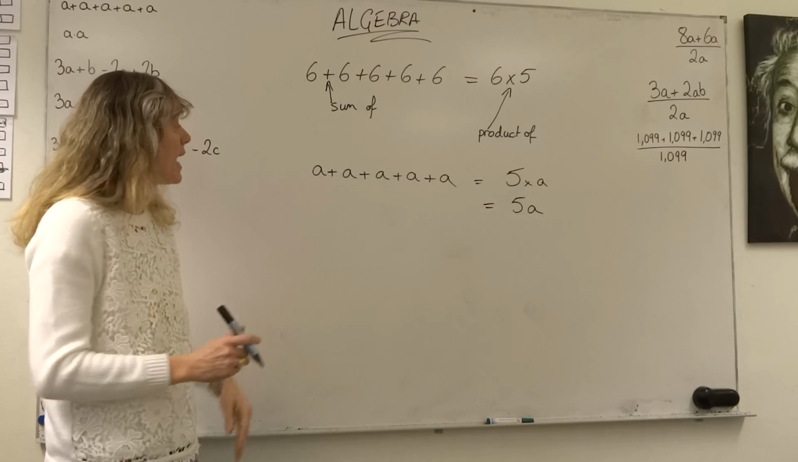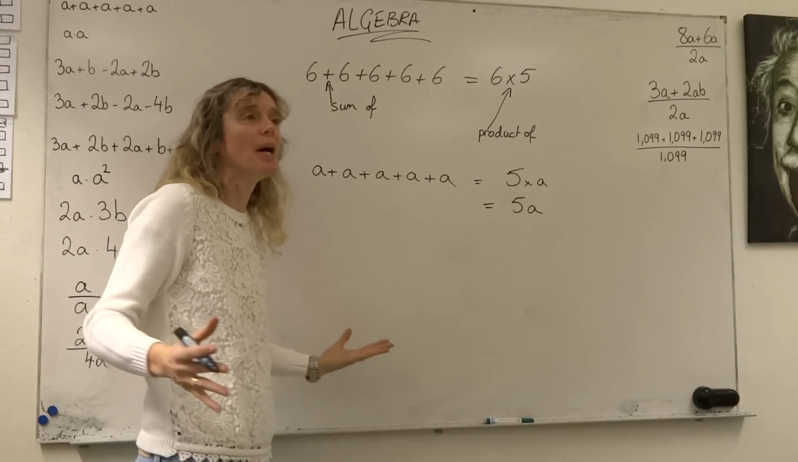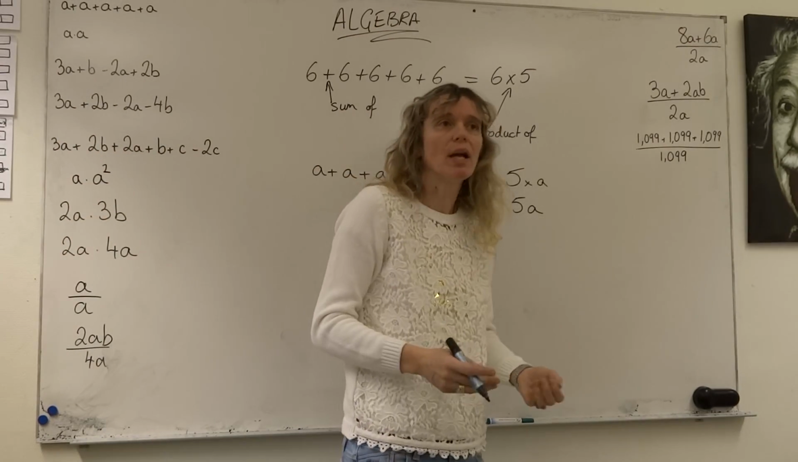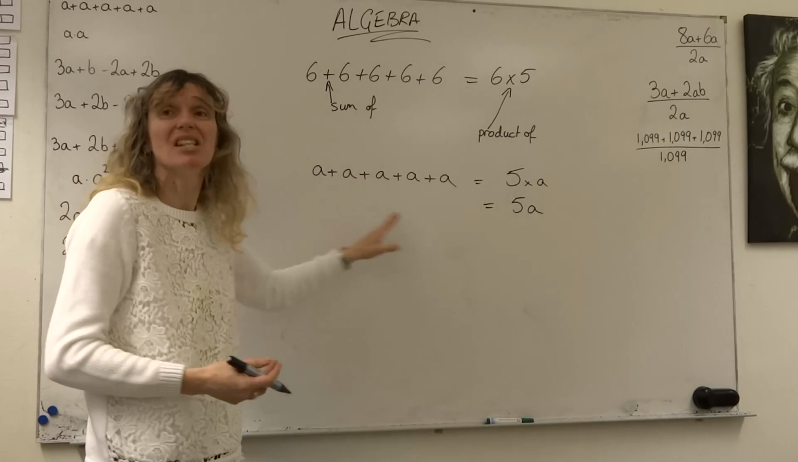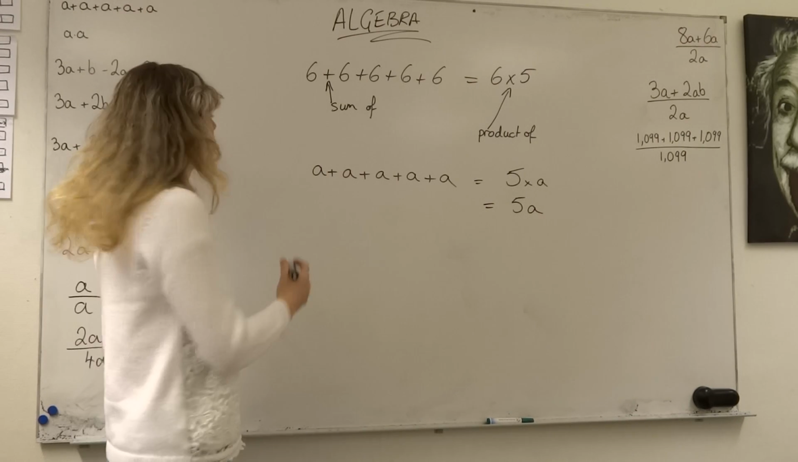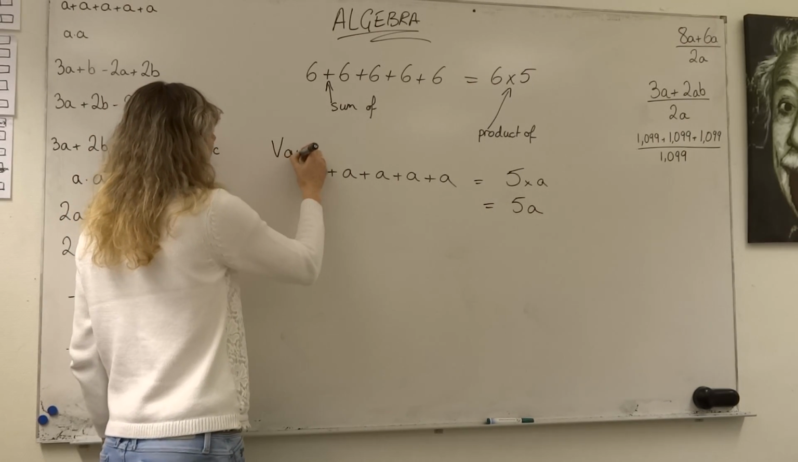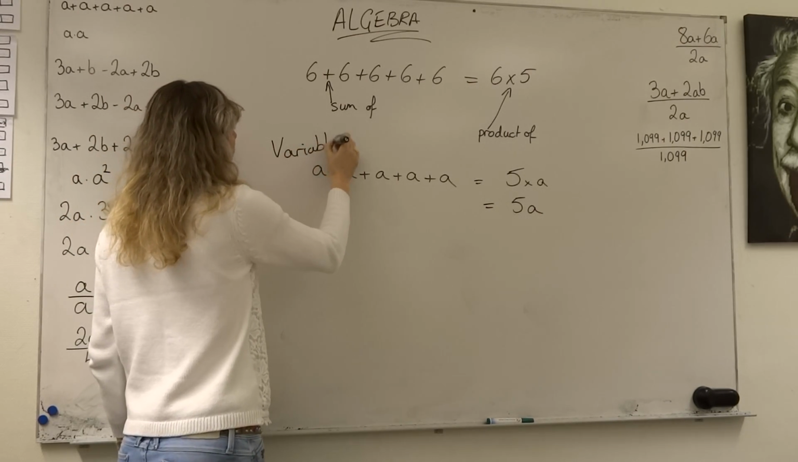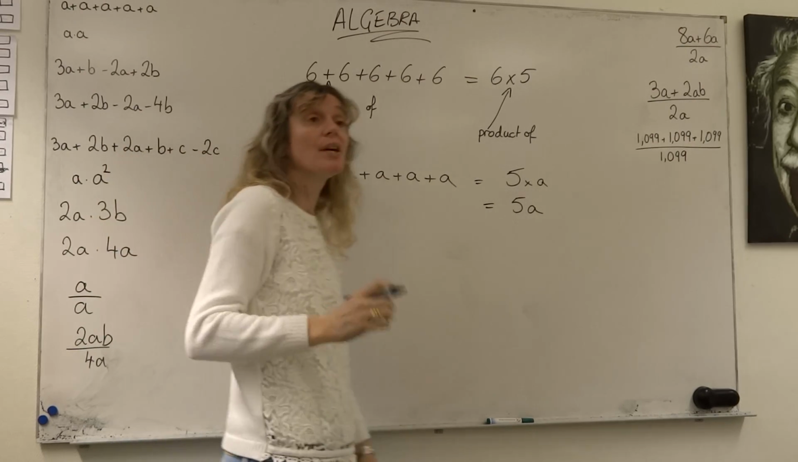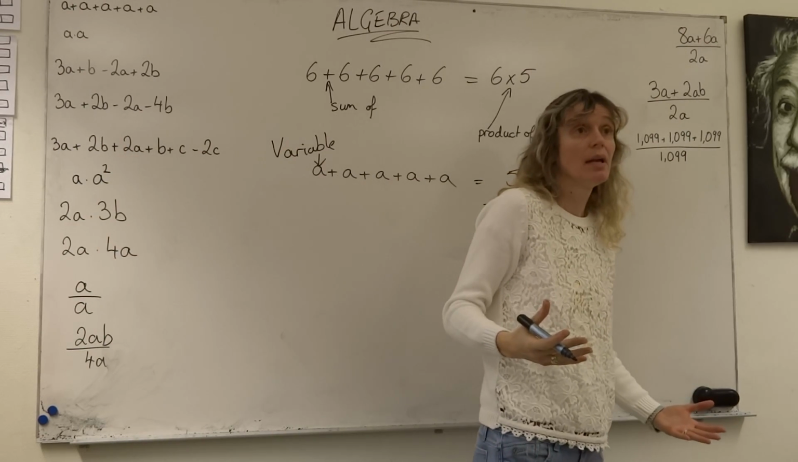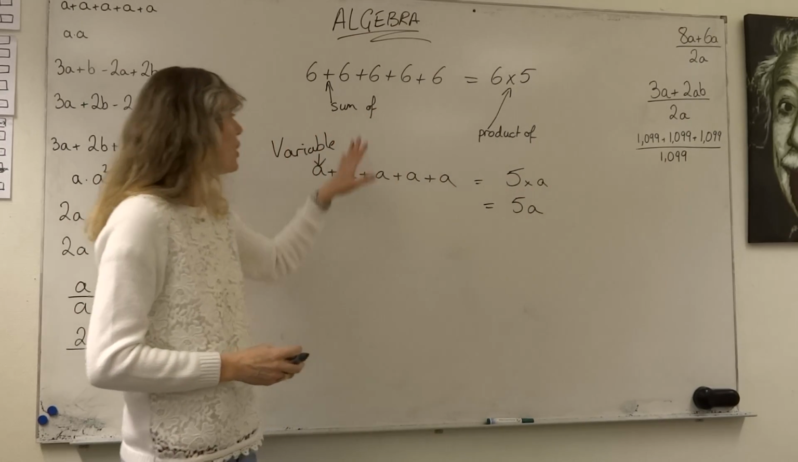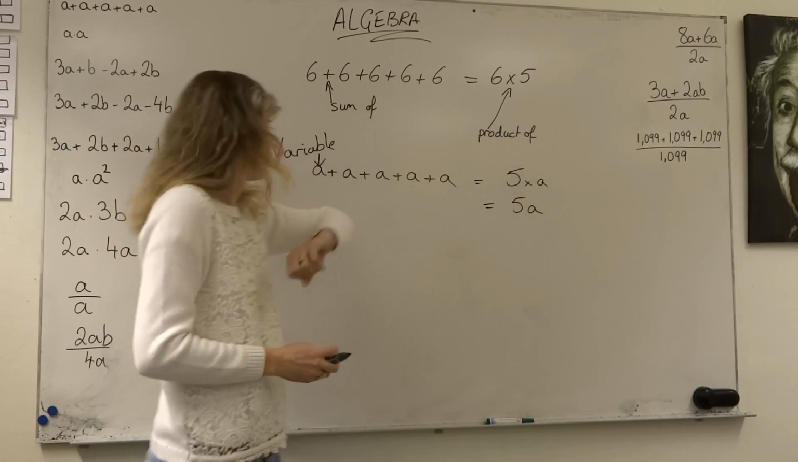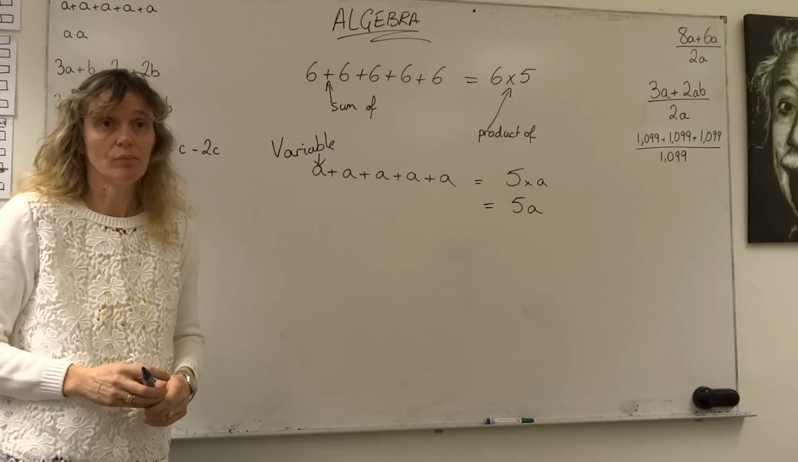What is this letter A then? Well, it can be any number. It could be 0, it could be 999, it could be minus 15. It has lots of different values. So we call the letter A a variable because the value varies. And it's exactly the same word in Swedish. So you need to know these terms: sum of, product of, variable.